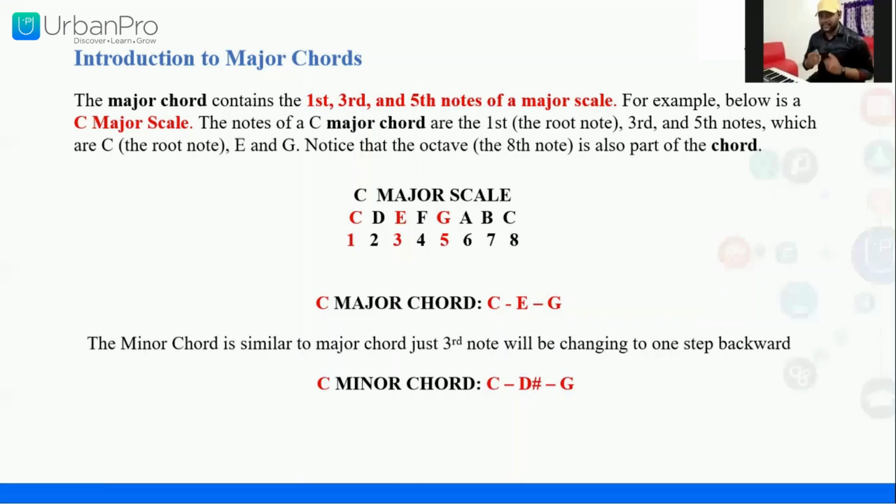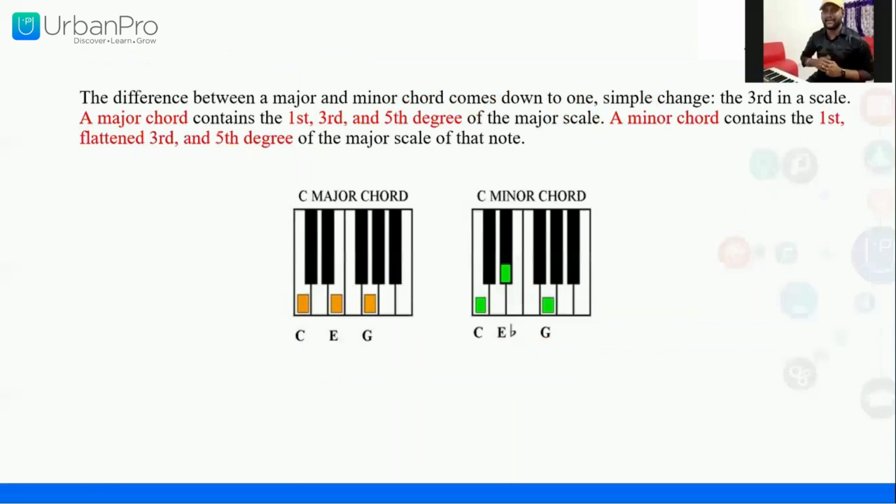So we'll see the main difference actually. The main difference is only the third degree. We can see in the next slide, so it will be very clear. We see the diagram. In the next slide we can see C, E, G and C, E flat, G. What is this E flat? Here the D sharp and E flat are the same actually. If you see the previous diagrams also, the D sharp and E flat both are same.